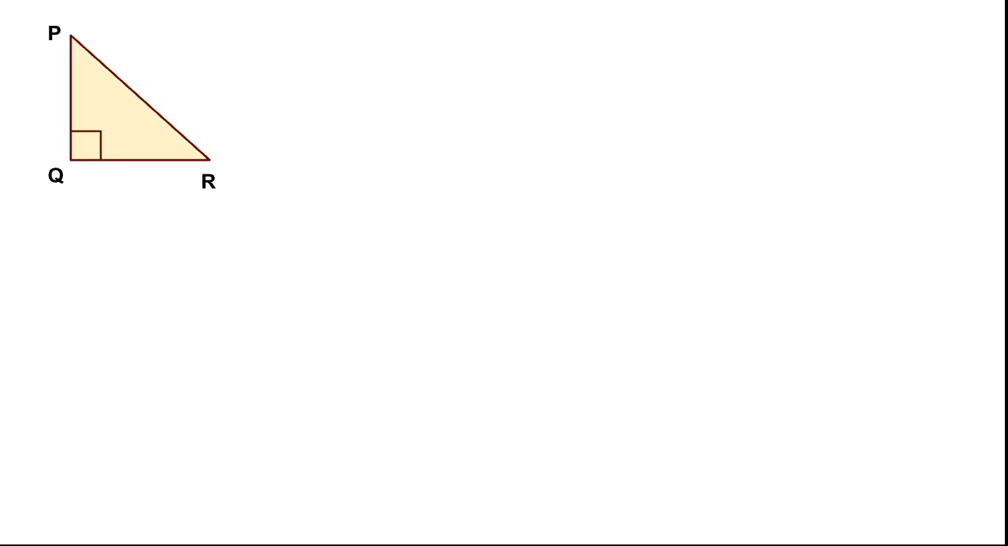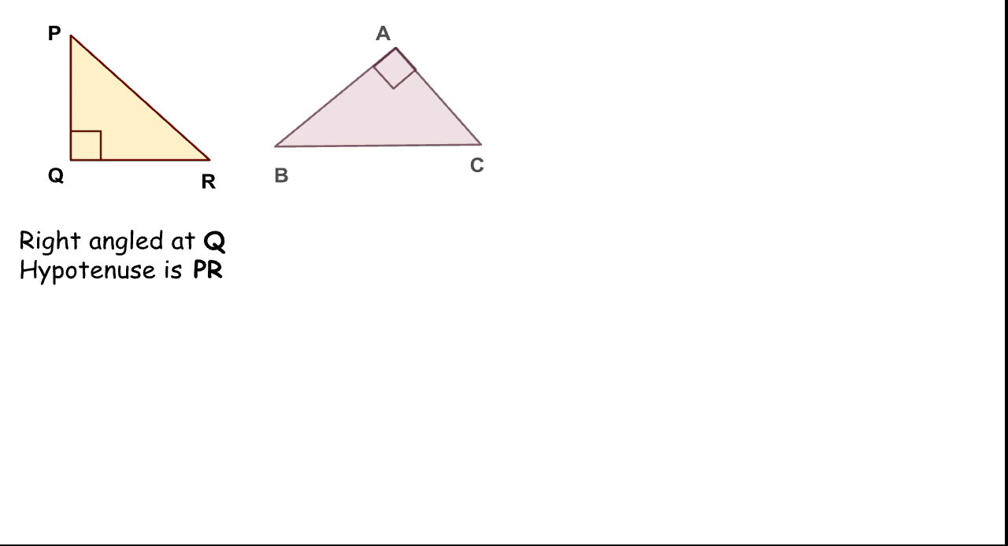Let us see a few examples. In triangle PQR, angle Q is 90 degrees. So the side that is opposite to angle Q is PR. So hypotenuse is PR as it is right angled at Q. Next one. Here angle A is 90 degrees. So BC is opposite to angle A. So BC is the hypotenuse as this triangle is right angled at A.